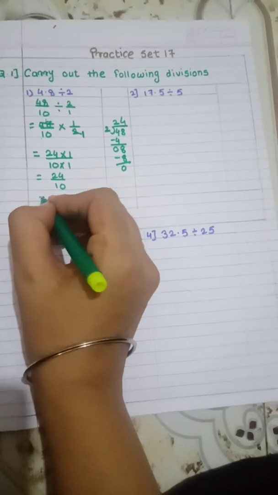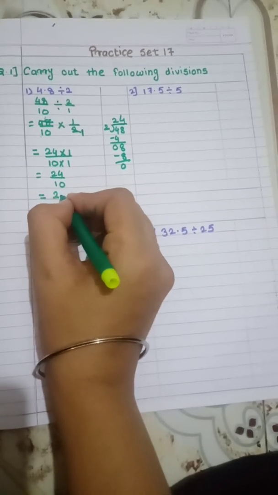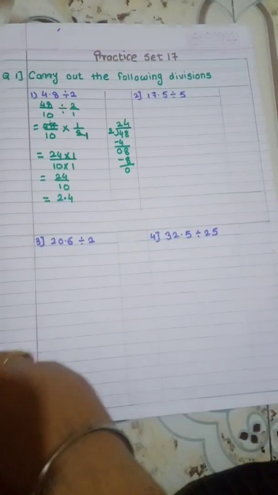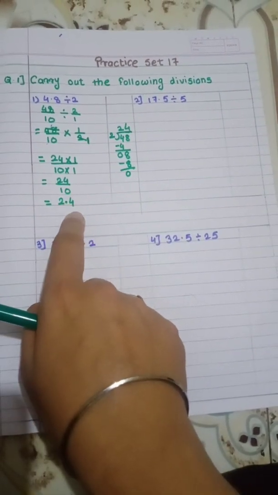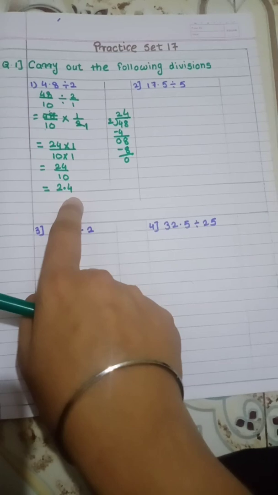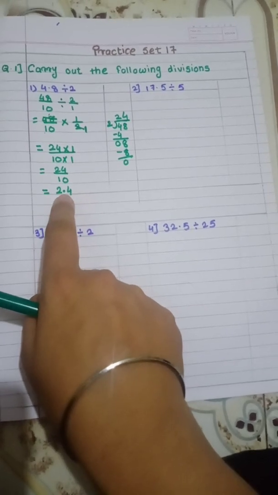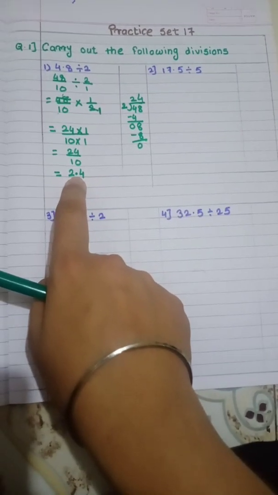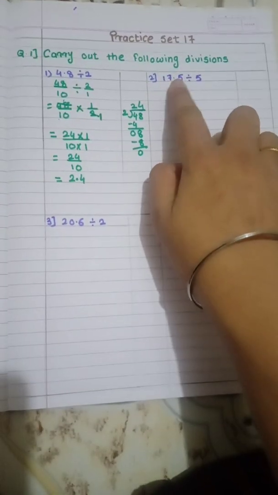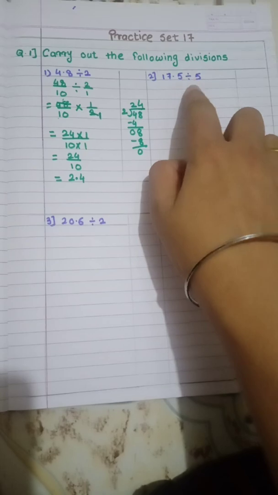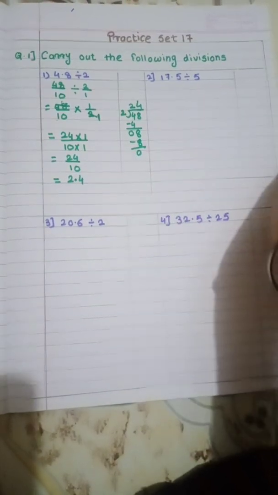How will I convert it into the decimal form? 2.4. Okay student, 1 0 is there. So from the right side I'll count 1 number. So 1, and here I have given the decimal point. Now second example, 17.5 divided by 5. So let's do it.